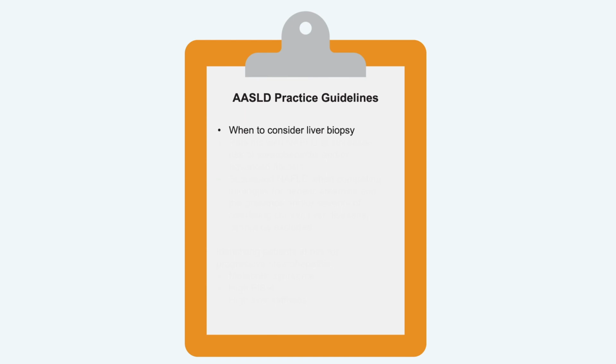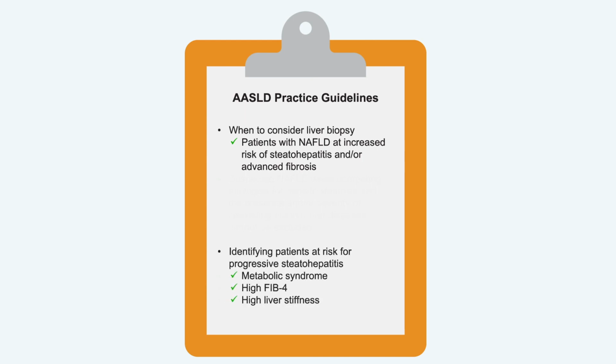on imaging or abnormal liver-related enzymes such as ALT or AST elevations in individuals with features of metabolic syndrome, and then consider doing a liver biopsy assessment for diagnosis of steatohepatitis or fibrotic steatohepatitis. Presence of metabolic syndrome, high FIB4, or high liver stiffness measured on VCTE or MRE may be used for identifying patients who are at risk for progressive steatohepatitis.